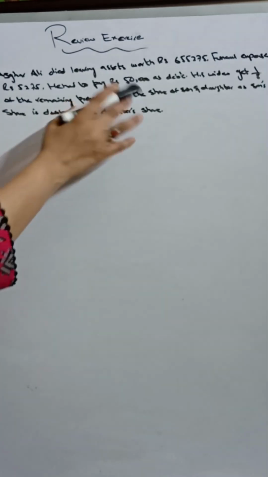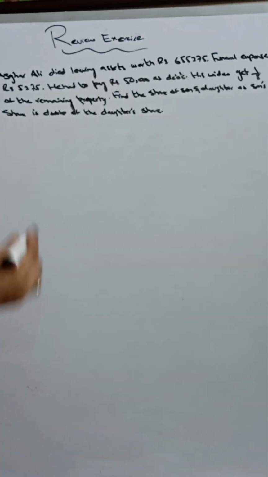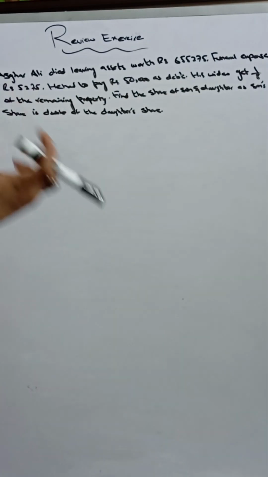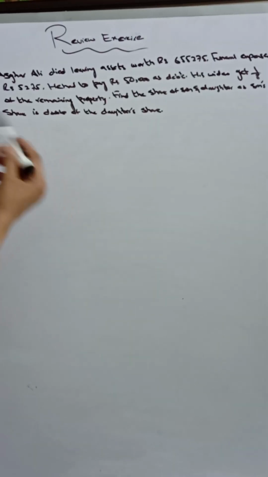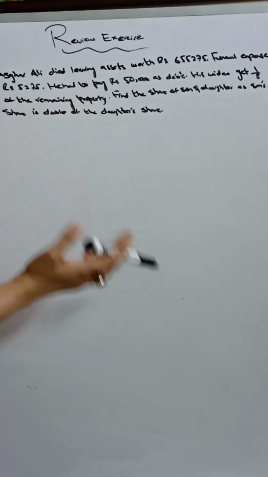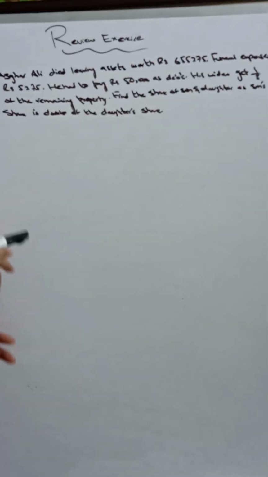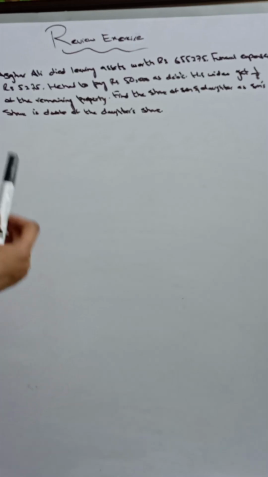Alright. Asghar died leaving this amount. We have to pay his funeral expenses. We have to pay his debt. And after that, we have to find the share of his widow from the remaining amount. And after that, we have to distribute among his children, one daughter and one son, where the share of the son is double the share of the daughter. In other words, we have to calculate the share of the son and the share of the daughter. Alright, so let's begin.